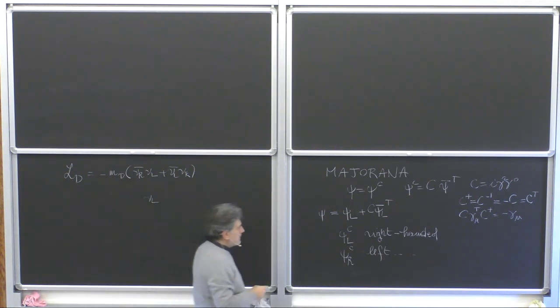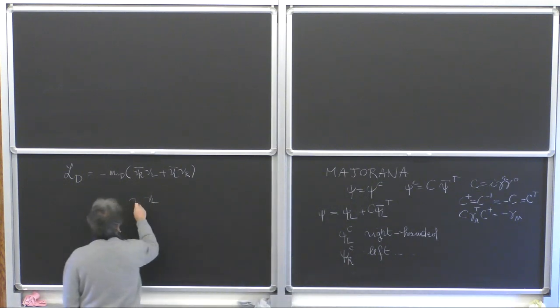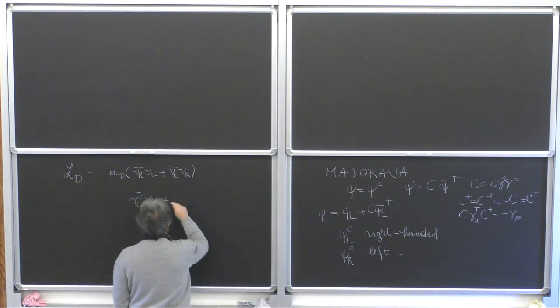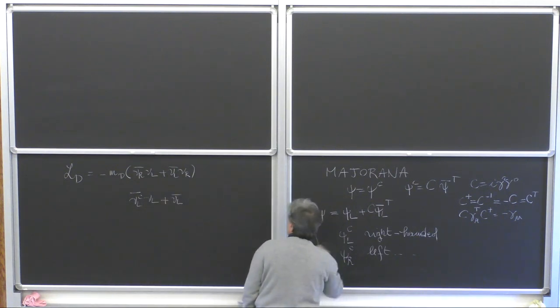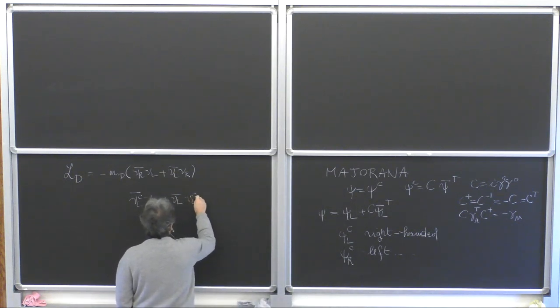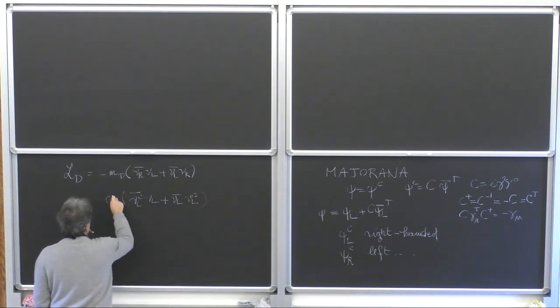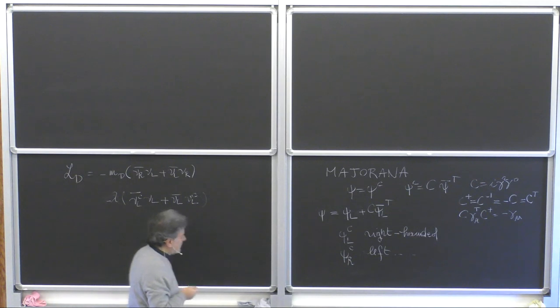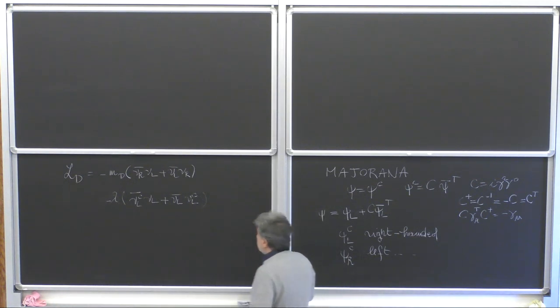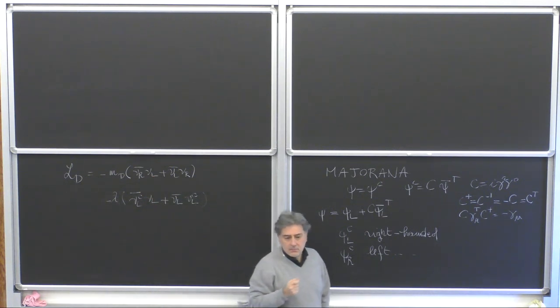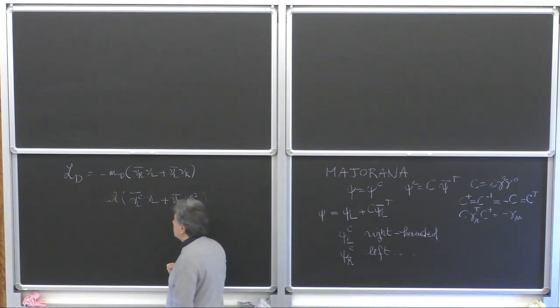So, if you look at this structure, we can imagine building something that is nu L, and instead of nu R, we take nu L complex conjugate bar. And here, nu L bar, and instead of nu R, nu L C, complex conjugate. We can consider this with just a coefficient, for instance, minus lambda. From the point of view of the right-left structure, this has the same transformation properties of the Dirac mass term.